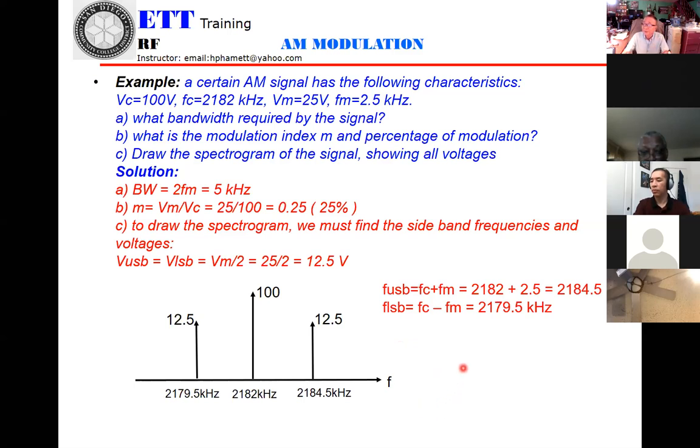After you're done with this page, let me know. Try to get it in your notes, okay? Otherwise later on you won't know how you got 12.5 volt, or how you can get 2184.5K, or 2179.5 kilohertz.